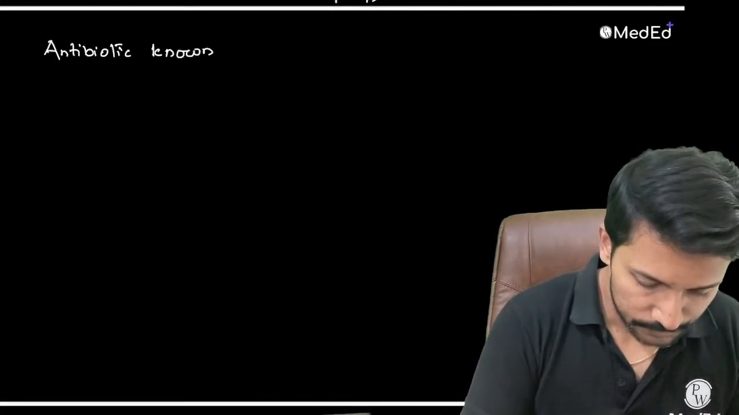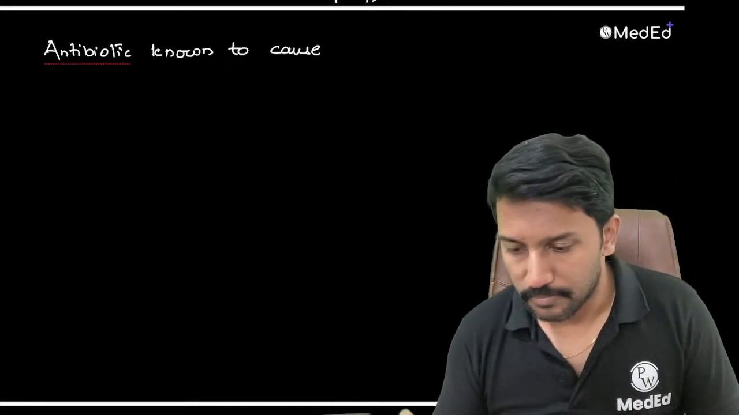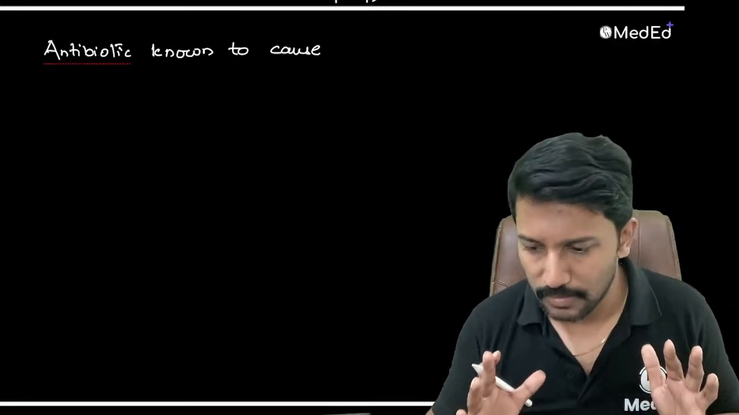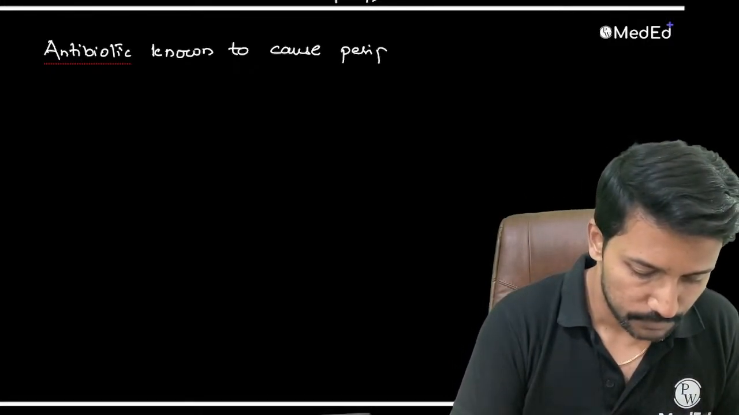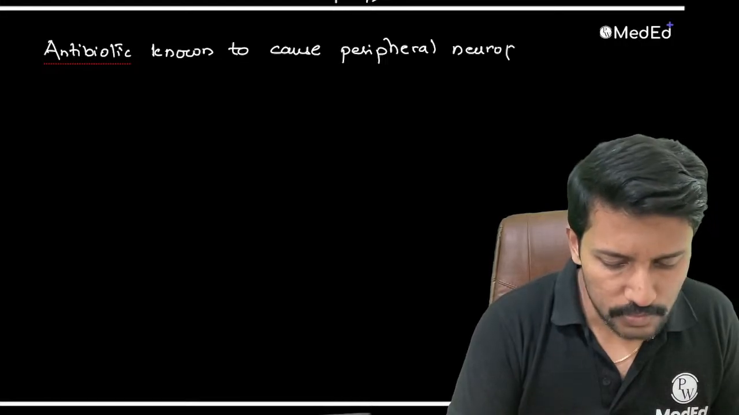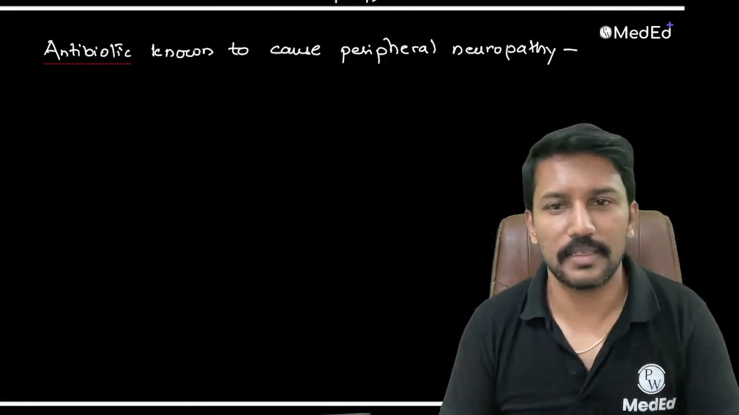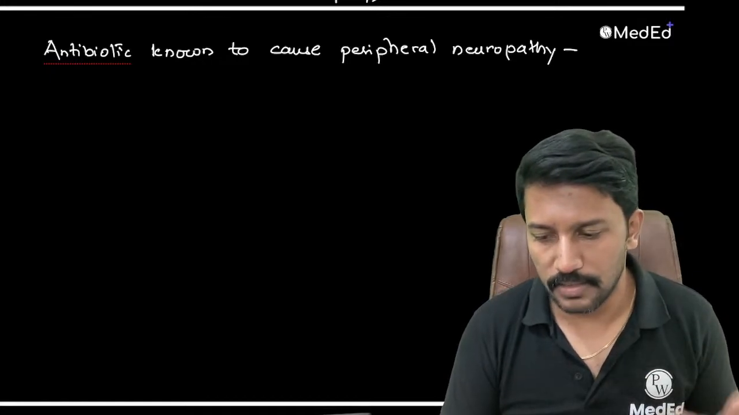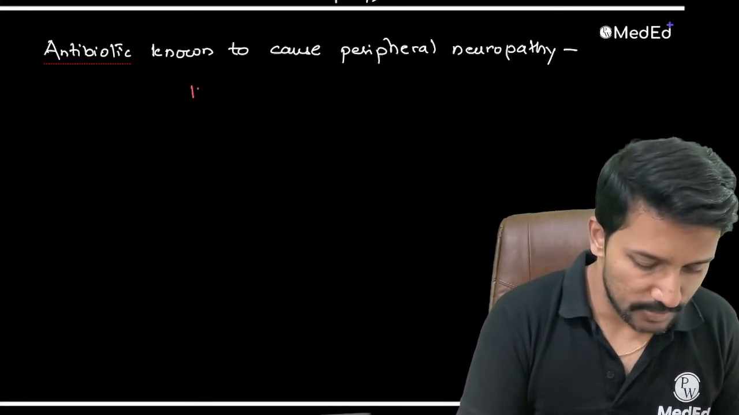Isoniazid, yes. Other than that, see, isoniazid, we know the mechanism, right? But there is an antibiotic whose mechanism we don't know, but yes, it is known to cause peripheral neuropathy. Fluoroquinolones, they can cause it, but quite rare. More likely they affect the muscles and tendons, right? They cause muscle dysfunction and tendon rupture. Isoniazid, yes.